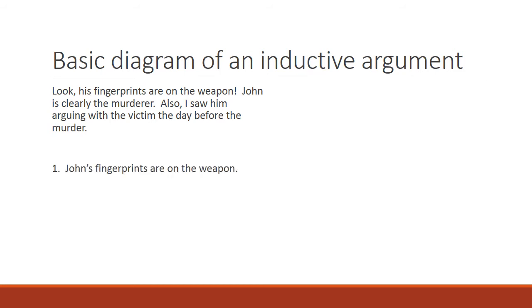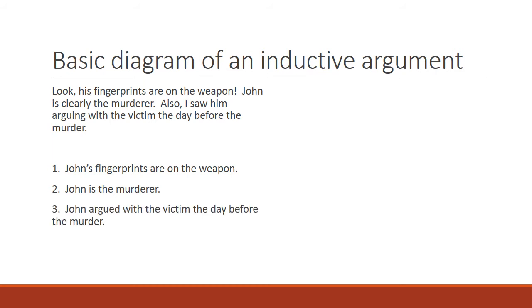John's fingerprints are on the weapon, right there in the first sentence. The next sentence gives us the statement that John is the murderer. Last, we are told that it looks like he has a motive. He argued with the victim the day before. How do we draw an inductive argument?